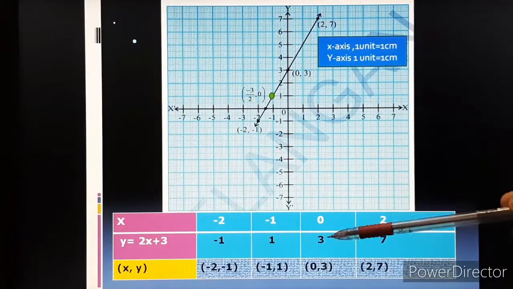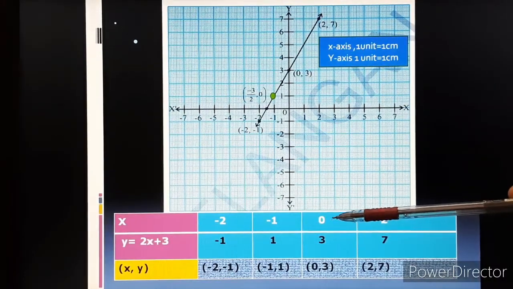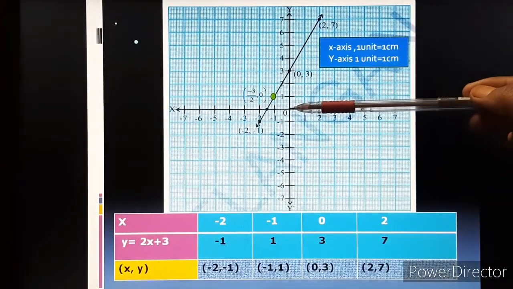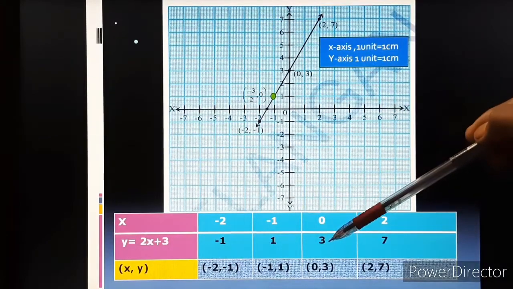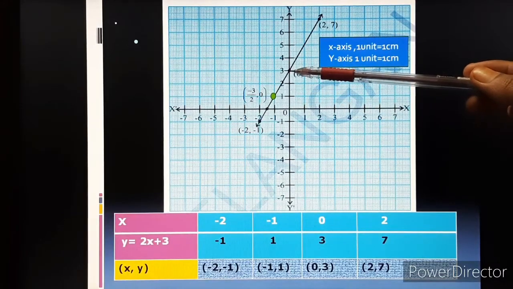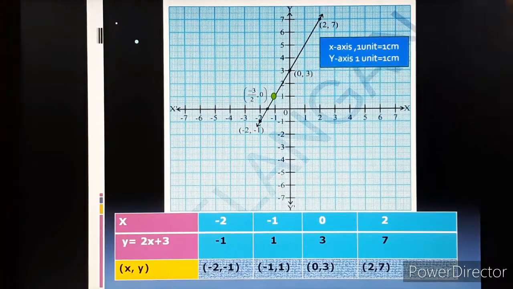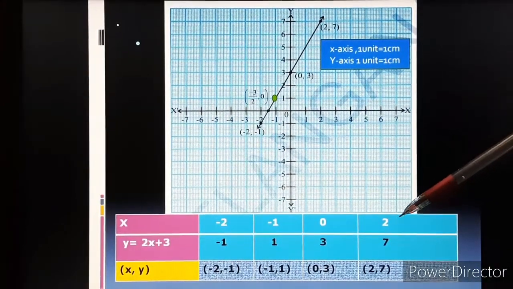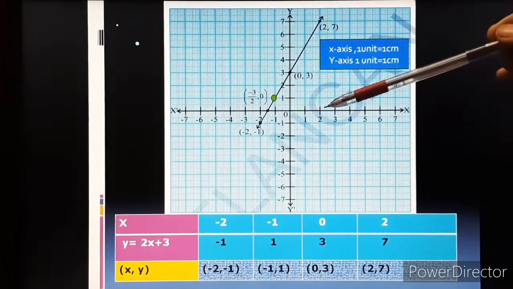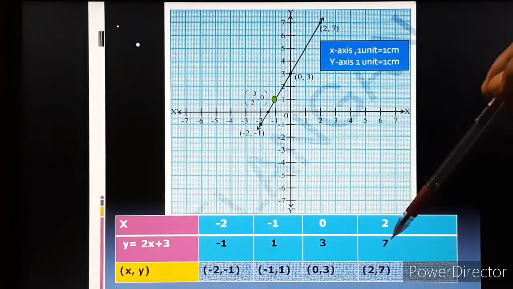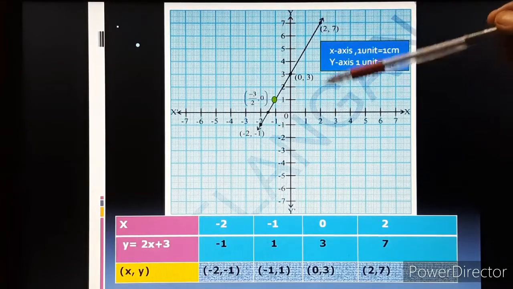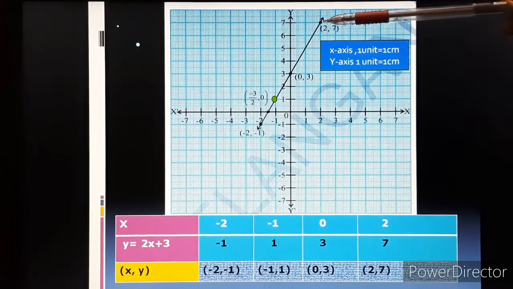Now we'll see this 3. When the x coordinate is 0, what do we get here? The y coordinate 3. So the x coordinate is 0, the y coordinate is 3. So this is the point. Now here the x coordinate is 2, the y coordinate is 7. So 2 and 7. These two intersect at this point.